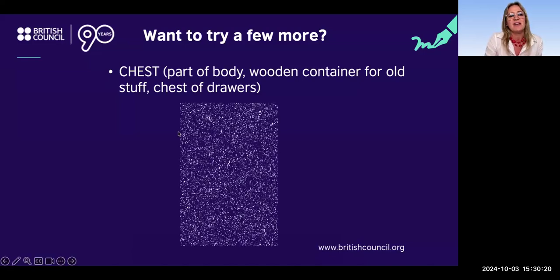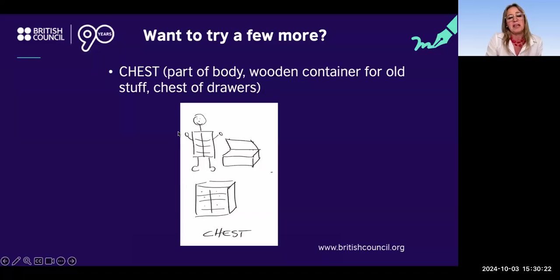Yes, of course. And again, we can draw a very simple picture of a stick man with a square body, or a chest here where we put our objects, or a chest of drawers. But again, you see that very different concepts become easier to remember because of one image.